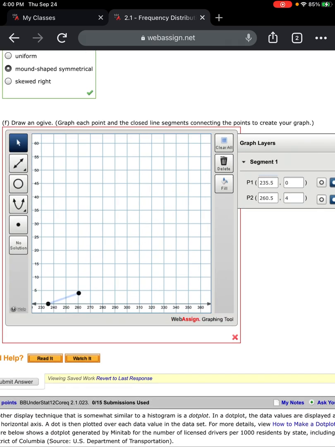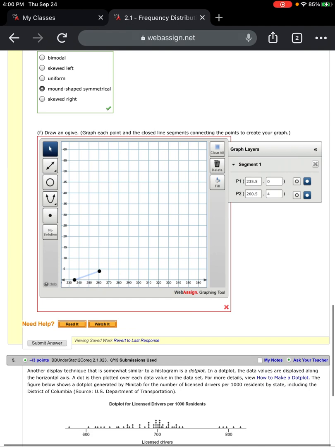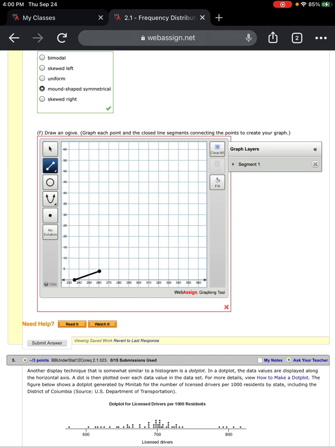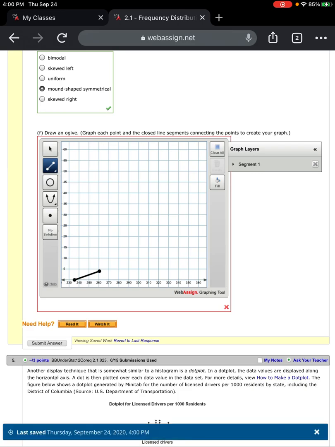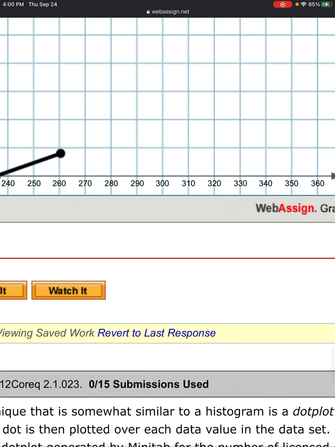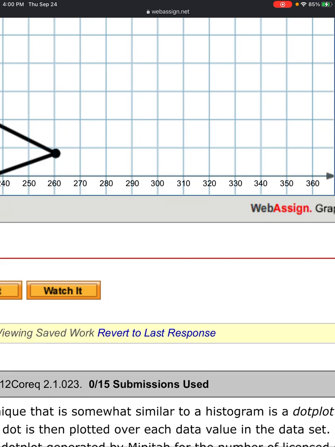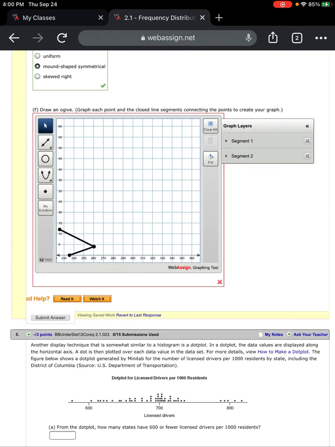Okay, once that one's set, go back, hit that line again, pick segment again. Now our second row, the upper class boundary is 285.5 and a cumulative frequency of 13. So we're going to start where we finished here. Whoops. It's hard to do this on an iPad. I'm just going to have to modify them in here.